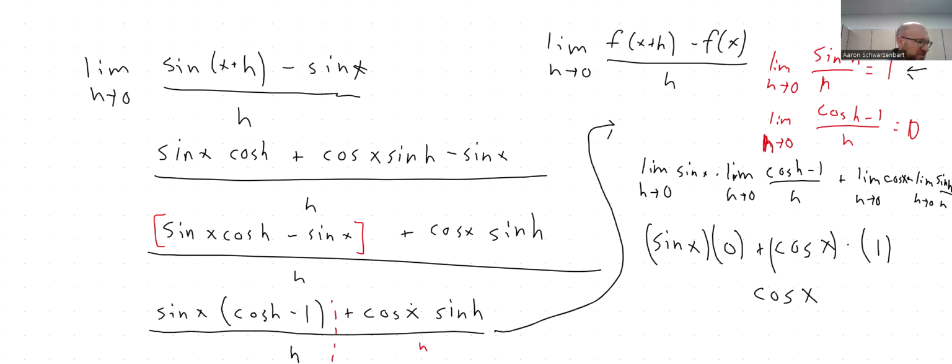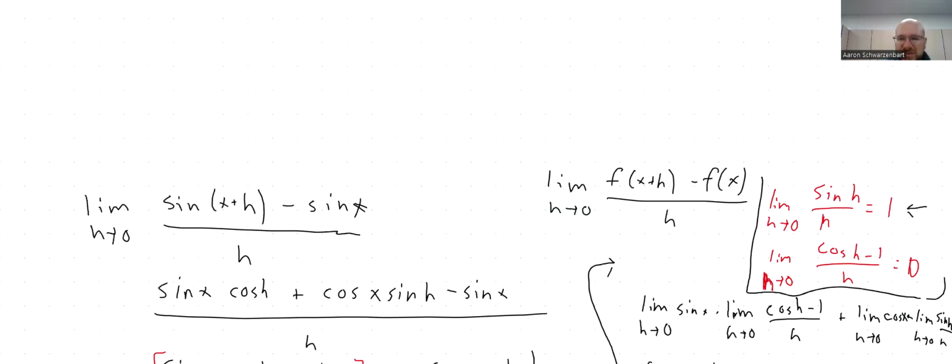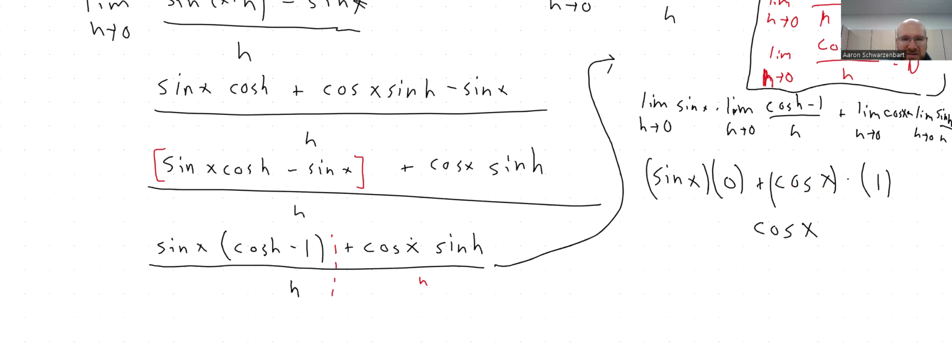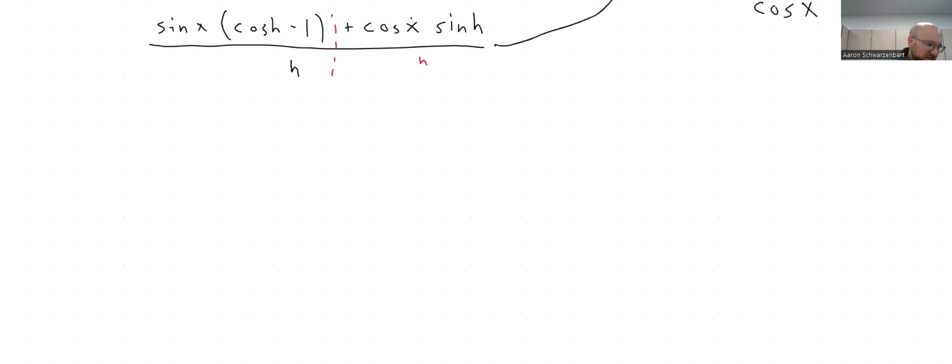Derivative of cosine, very similar. Okay. Using the cosine sum identity and then working to these known limits. Okay. So that is the sine.